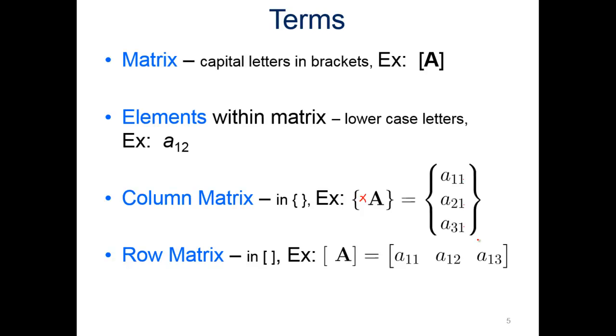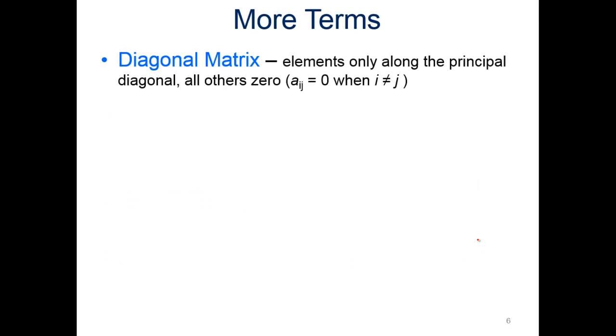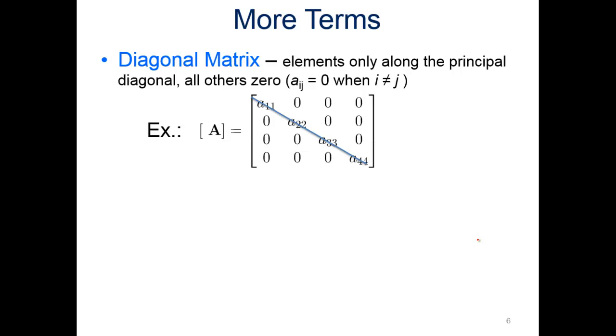All right, so there's some basic terms for you. Some more terms here: diagonal matrix. Diagonal matrices have elements only along the principal diagonal. All others are 0. So an example of this would be here. You have zeros everywhere except for the main diagonal, which is the blue line there. And you can see that the indices i and j are both equal. That's where the values are going to show.